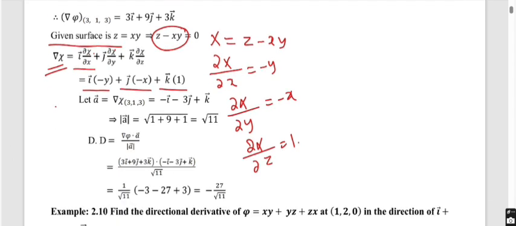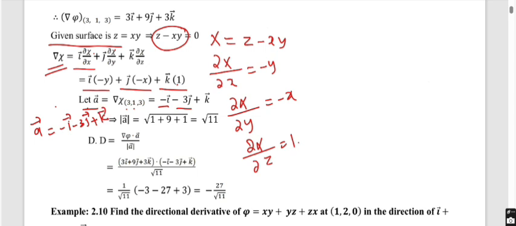Now here we want direction, so we take A vector equal to del X at the point (3, 1, 3). That is here y is 1, x is 3, z is 3. Here minus 1 into i vector, that is minus i vector. Here x is 3, so minus 3j vector. Here there is no z term, so we have plus k vector. Now A vector equal to minus i vector minus 3j vector plus k vector.